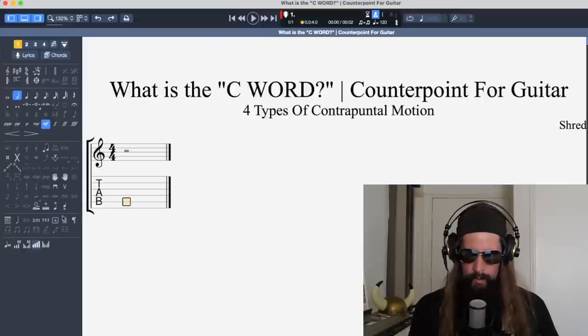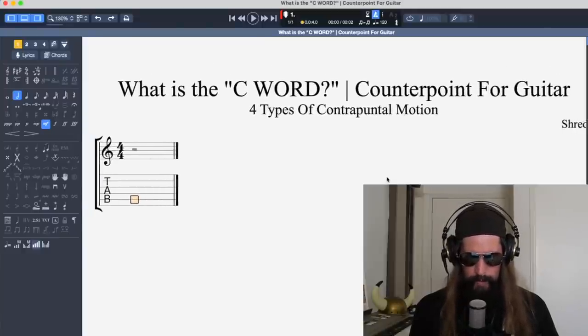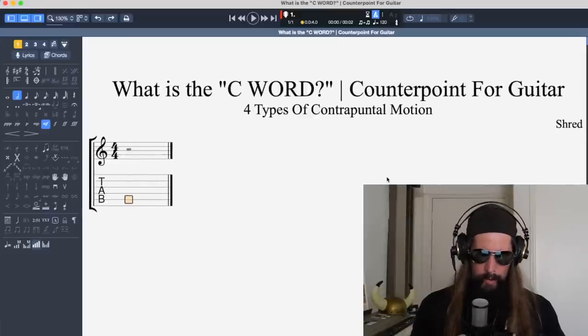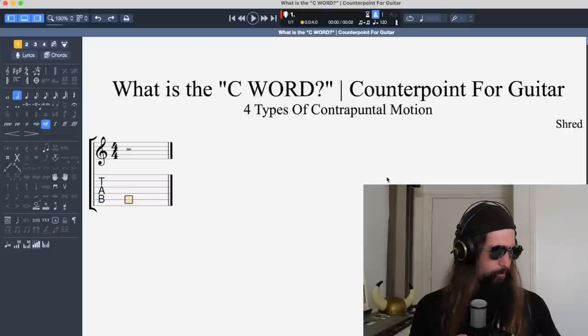Yes, I see planet Shred coming. And boom, here we are in Guitar Pro, the program that makes everything make sense. Today's lecture is called What is the C Word? Counterpoint for guitar, with a subtitle, Four Types of Contrapuntal Motion.